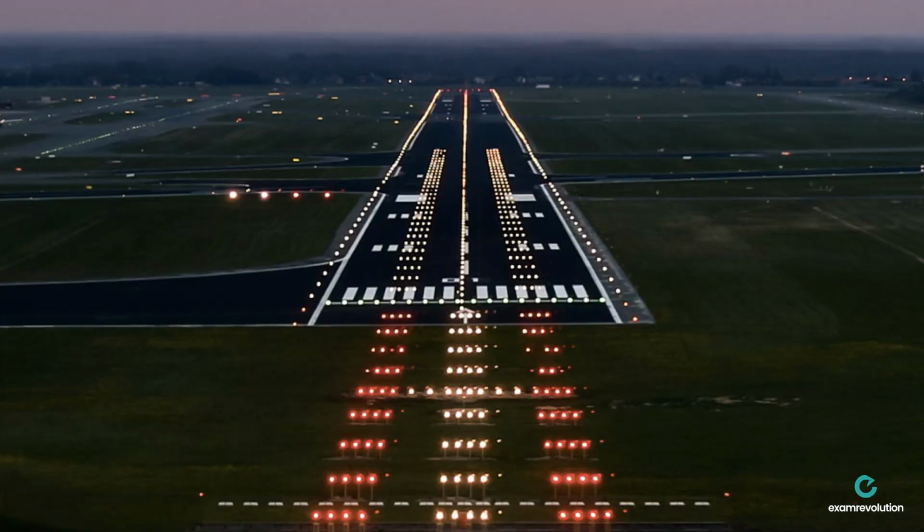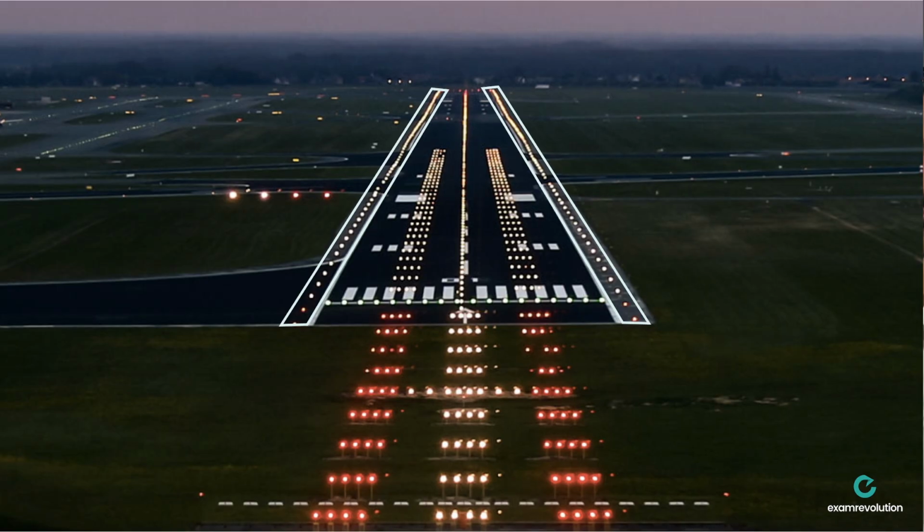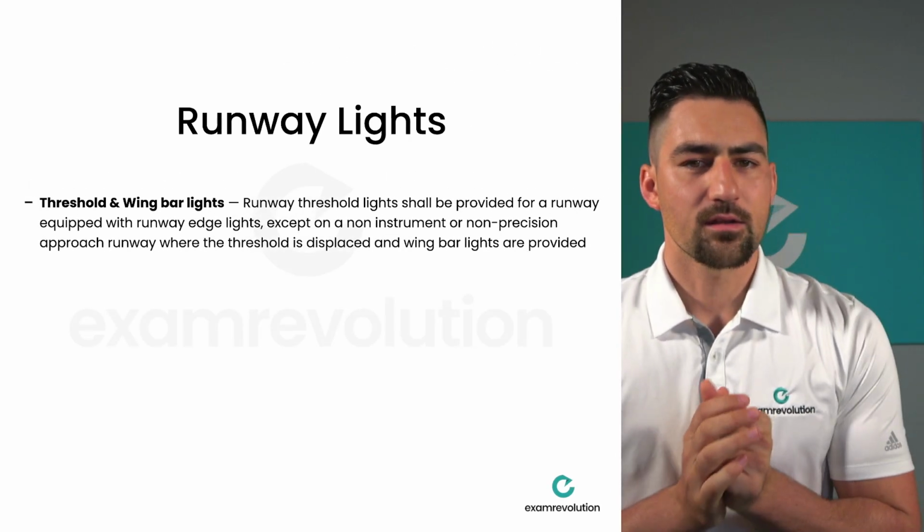Let me show you what they look like. So those are the edge lights over there. You can see here in the beginning, they don't really look white, but they are white. And then towards the end there, the last 600 meters, they will start to turn yellow. Then that was edge lights.